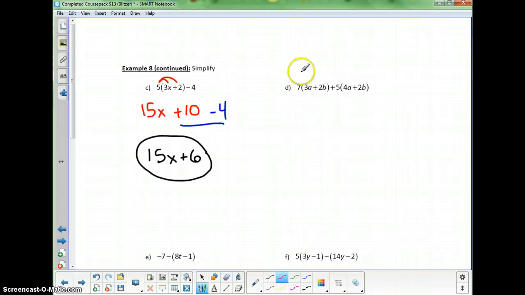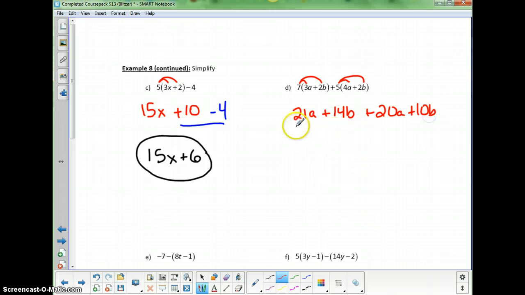Alright, let's look at the next example. This one's going to have two different distributes. I'm going to distribute 7 into 3a plus 2b. Also going to distribute 5 into 4a plus 2b. So I'm going to have 7 times 3 is 21a plus 14b. That finishes the first distribute. The second distribute is going to be 20a plus 10b.